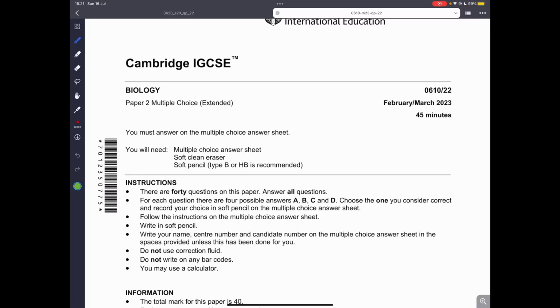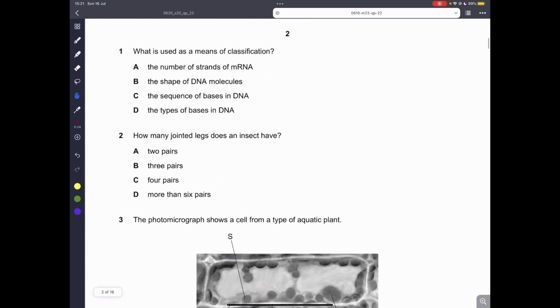Hello everyone, welcome back. Today we are going to be doing the biology paper 2 multiple choice, and this is the latest one from Cambridge, the February-March 2023 paper. So this is a very recent paper, and to prepare for the October-November test, I'm doing this for you guys. Let's get started. Question 1.